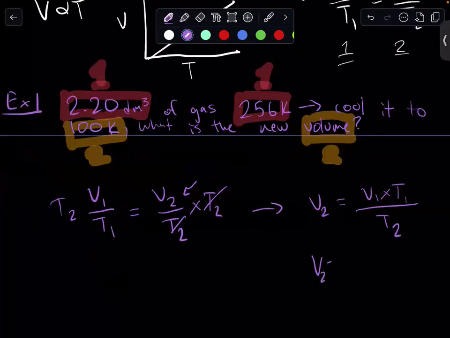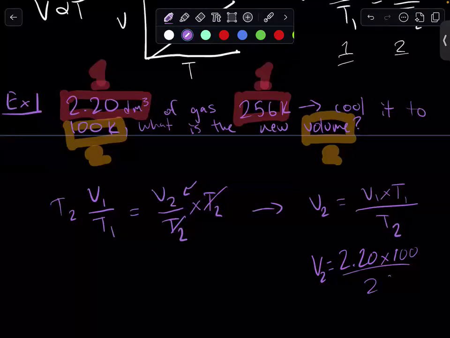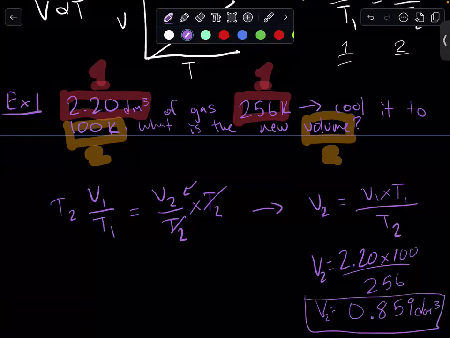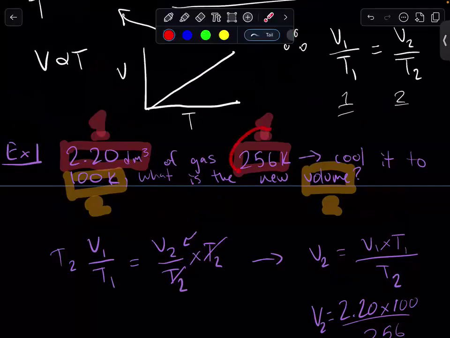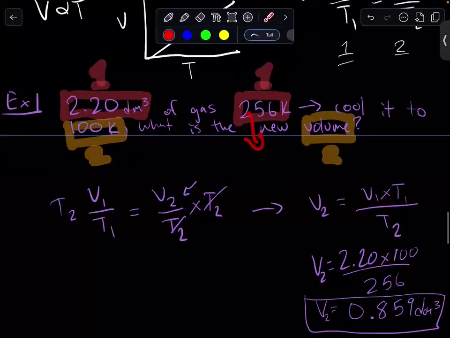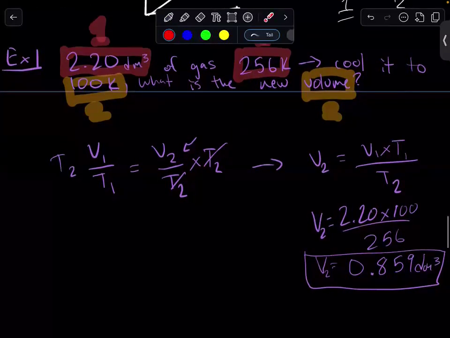When I plug in my values, I will get 2.20 times 100 divided by 256. When I plug this into my calculator, my new volume will show me 0.859 decimeters cubed. And this is to be expected. Generally, because the temperature decreased, the volume should also decrease. But you may even have experience with this. If you take a balloon and you blow it up and you put it in your fridge, the volume's going to decrease. And if you put it in your freezer, it's going to get even smaller.